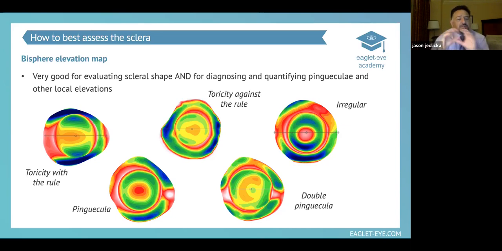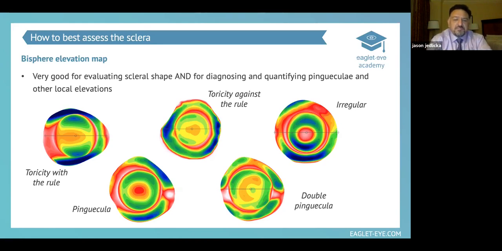So if we were to place a toric scleral lens on the picture on the left, on that eye, what we would find is the flat meridian of the scleral lens would align horizontally, and the steep meridian of the scleral lens would align vertically.